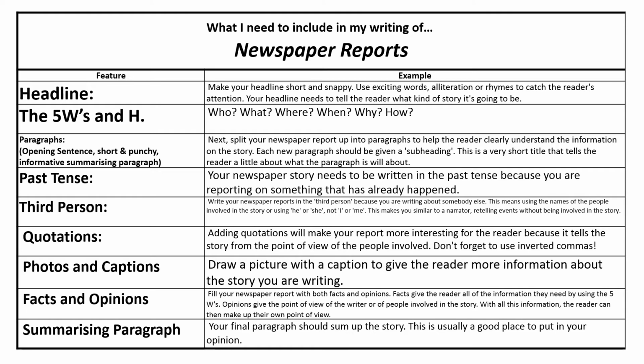Facts and opinions. Build your newspaper report with both facts and opinion. Facts give the reader all the information they need by using the 5 Ws. Opinions give the point of view of the writer or of people involved in the story. With all the information, the reader then can make up their own point of view. So don't forget that you can also add your own opinion as a journalist.